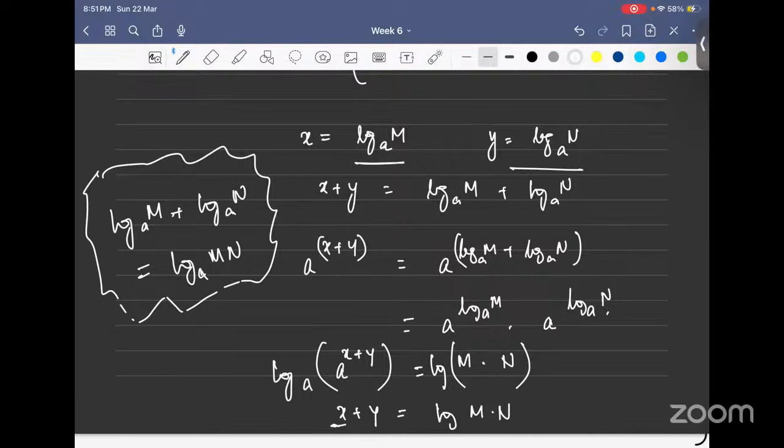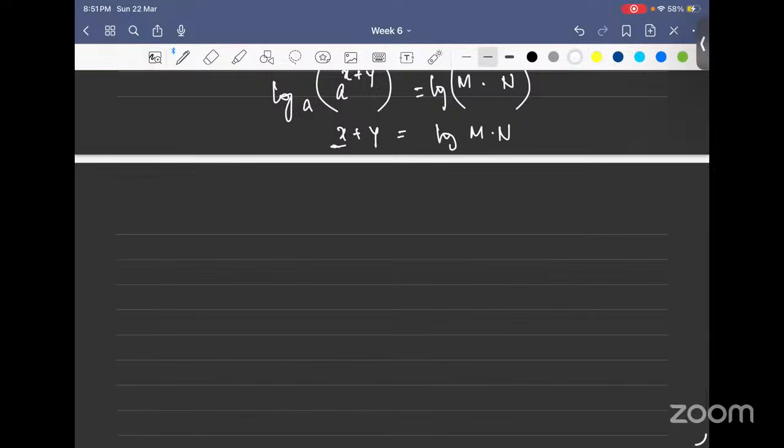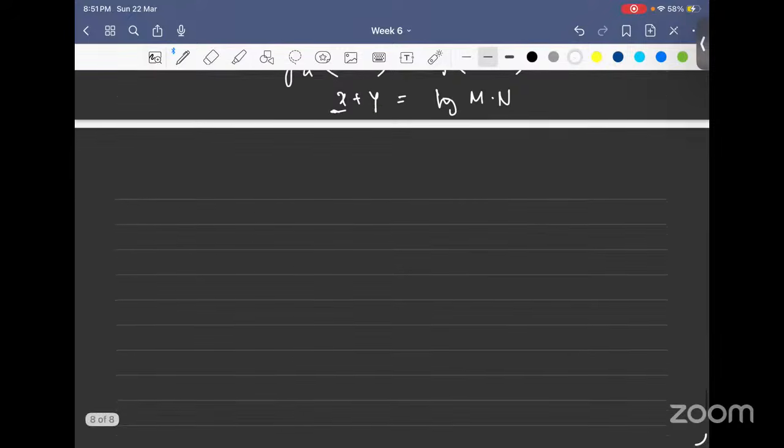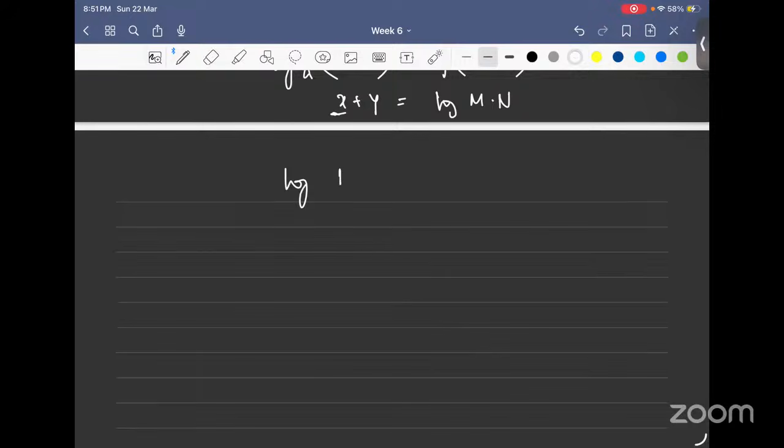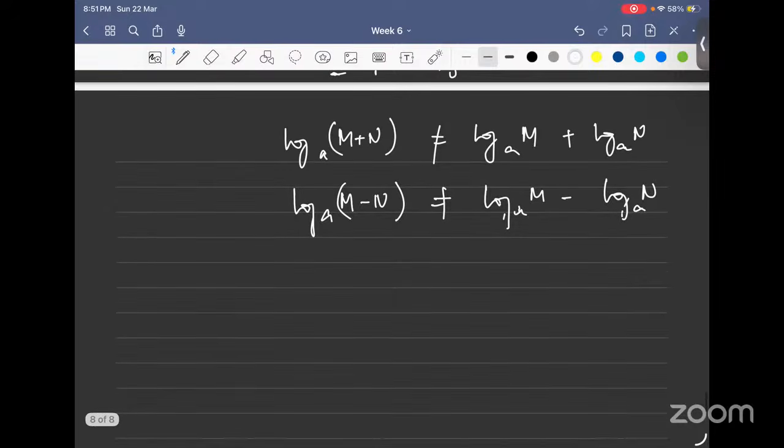Okay, that's not important, but it's fine. Let's try to solve some problems. Do not get confused: log of m plus n base a is not equal to log of m plus log of n base a. This is also not equal to log of m base a minus log of n base a. I hope this stays in your mind.